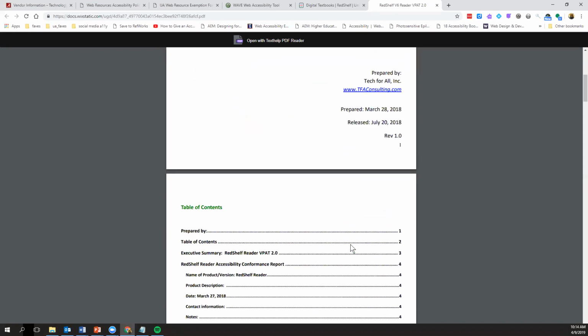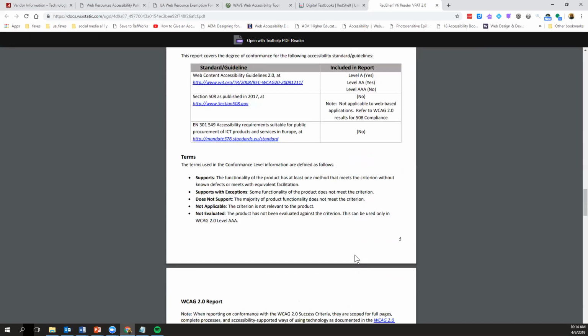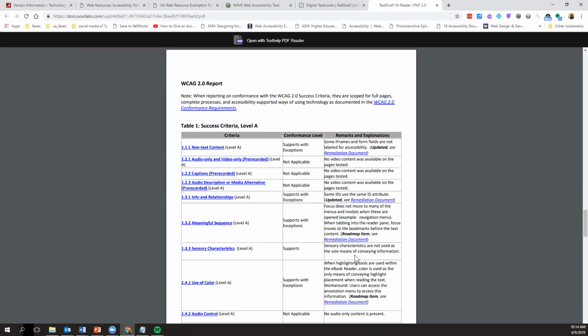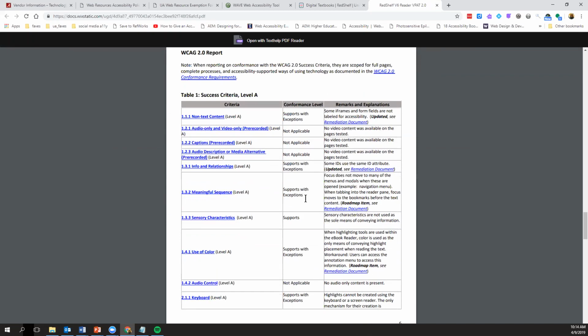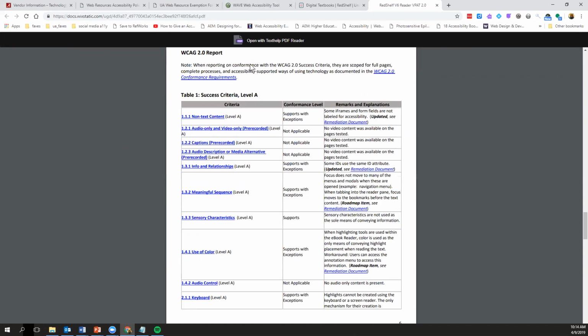So this is Red Shelf's response to the VPAT. It gives you an idea of what a VPAT looks like, just for the level A success criteria, starting with success criteria 1.1.1, non-text content. So the VPAT indicates that the product supports this with exceptions. And in the remarks and explanations, it's explained some iframes and form fields are not labeled for accessibility.